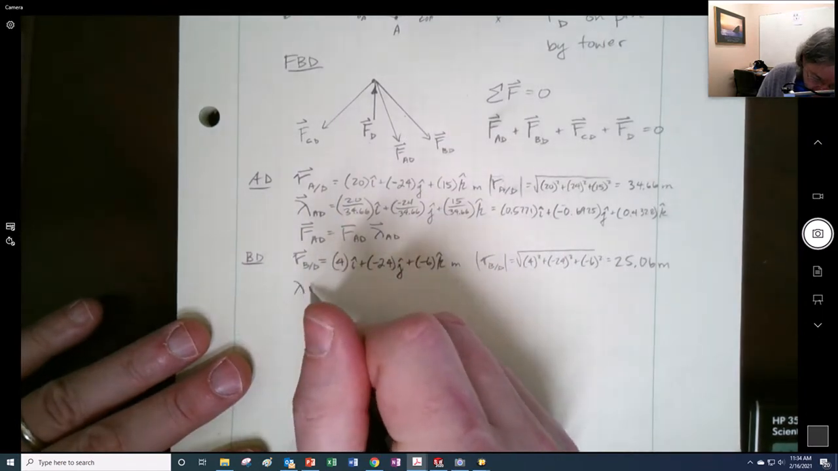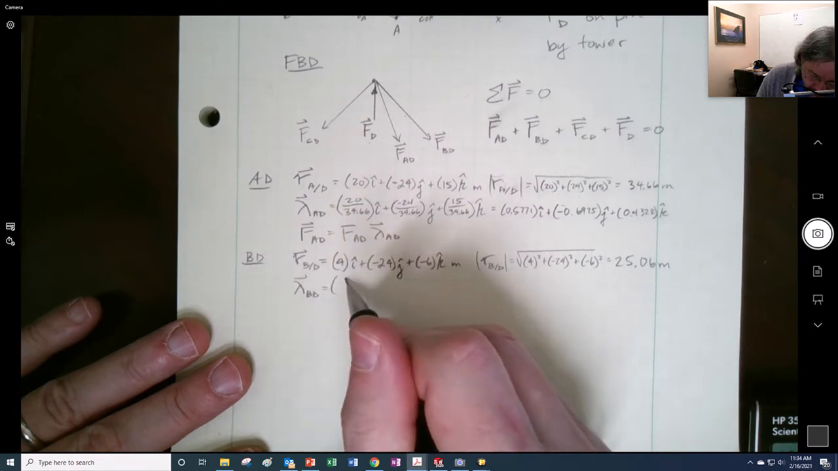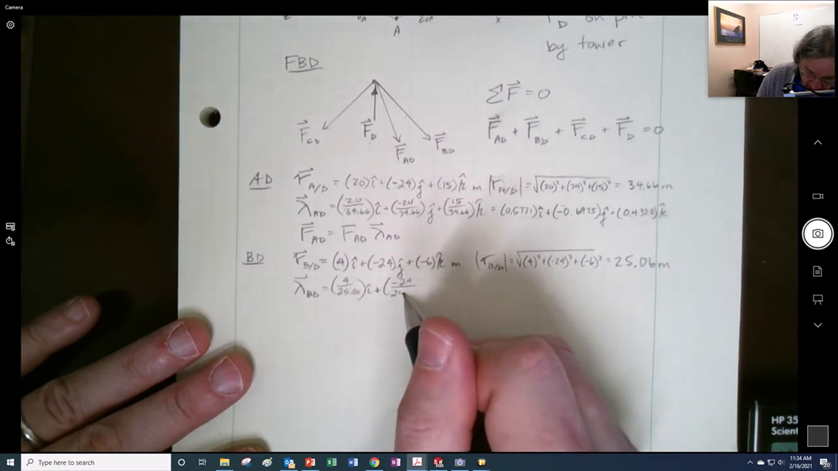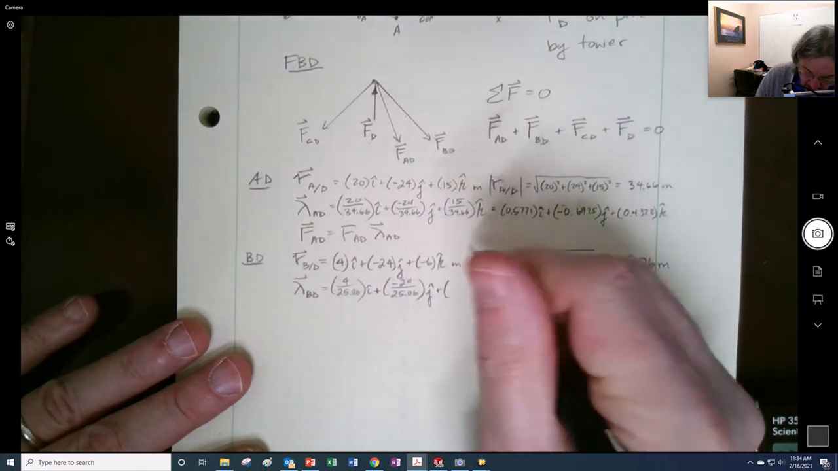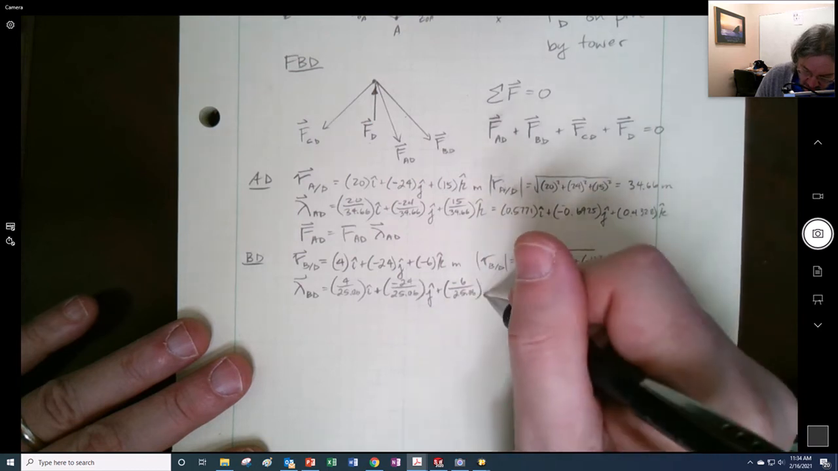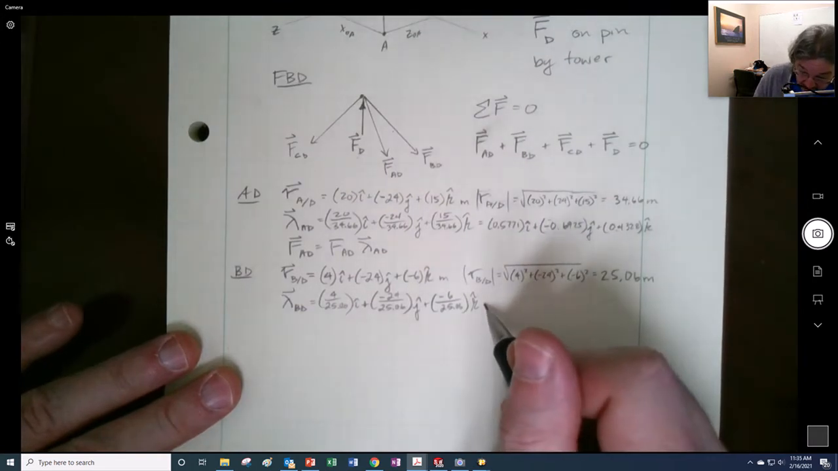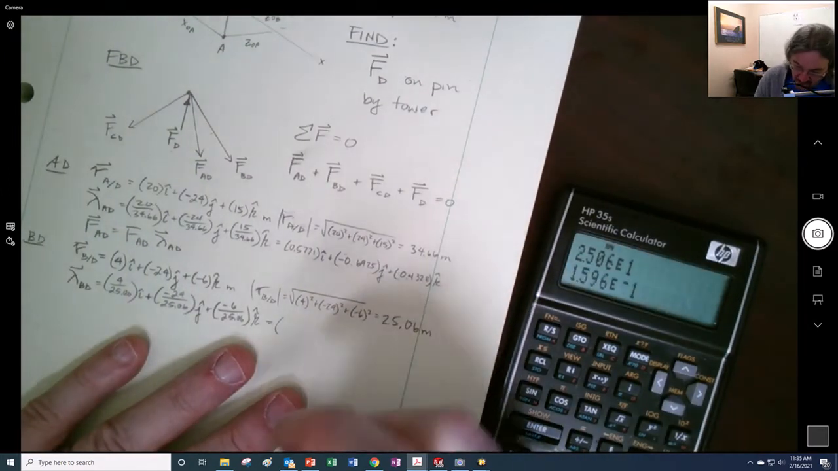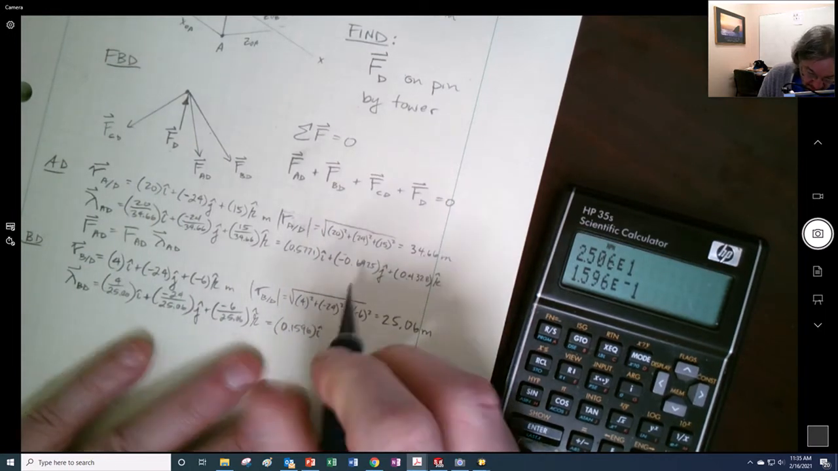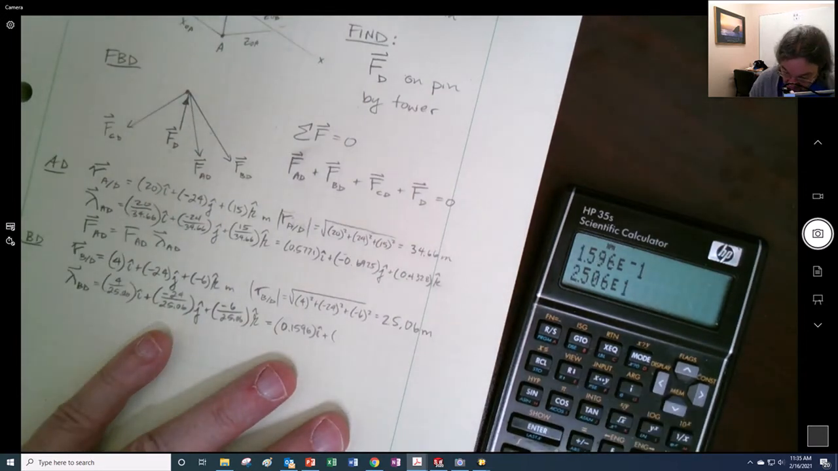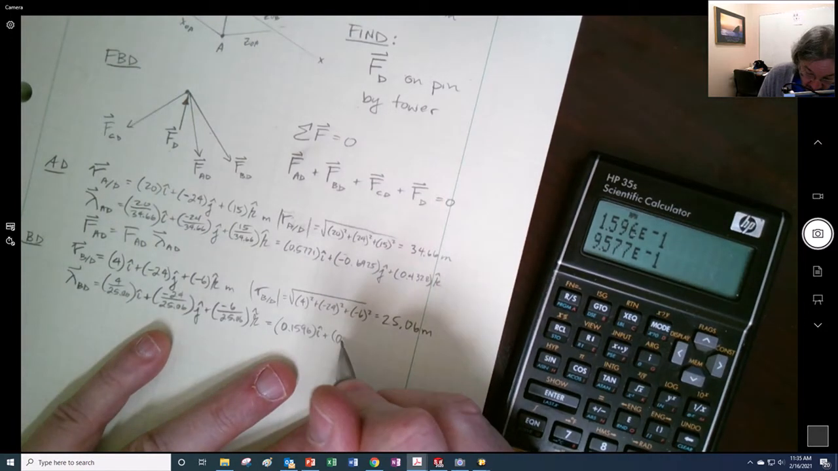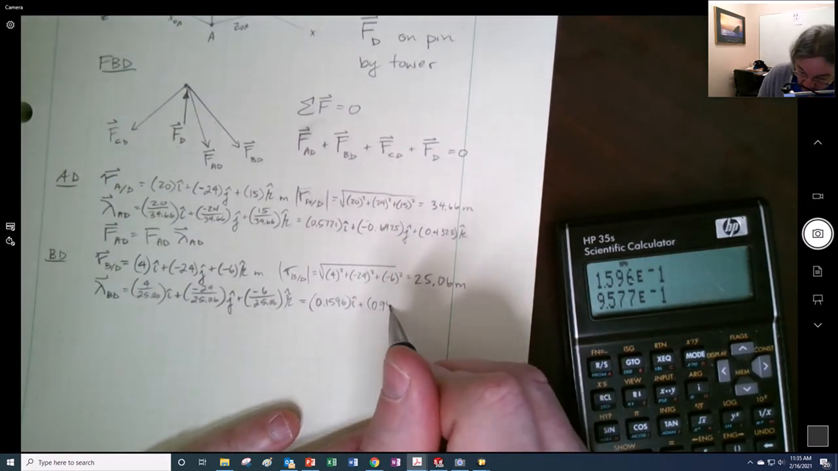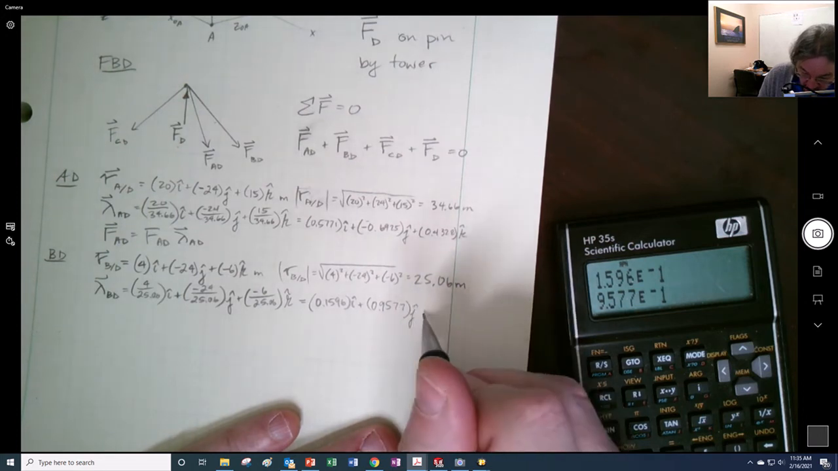Okay, we didn't finish this. So the direction cosines for BD is going to be equal to 4 divided by 25.06 I plus a negative 24 over 25.06 J, and then a negative 6 over 25.06 K. All right, and so that's going to equal 4 divided by 25.06, and I get 0.1596 I plus 24 divided by 25.06. As predicted, that's going to be large, 0.9577 J.